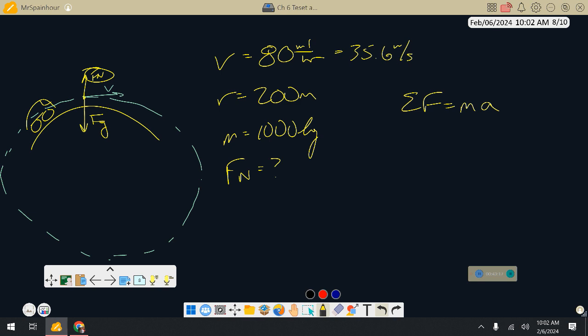Which one do you want me to do? Do you want me to plug the equation in? Do you find that easier? Or do you find calculating it to the side easier? Plug it in. Okay. So this is going to be force of gravity minus force normal equals mv squared over r.